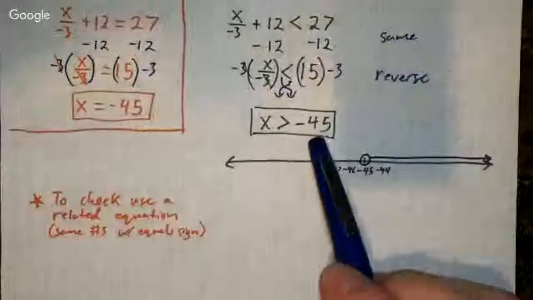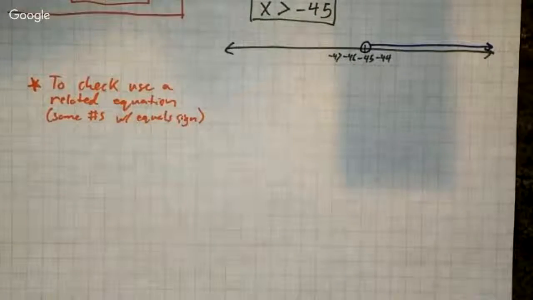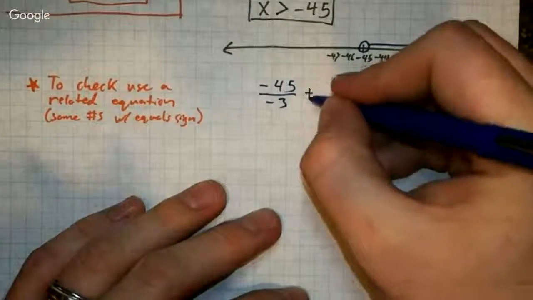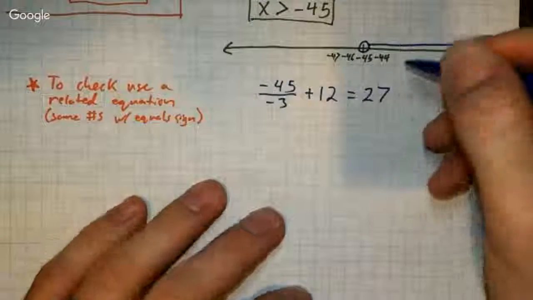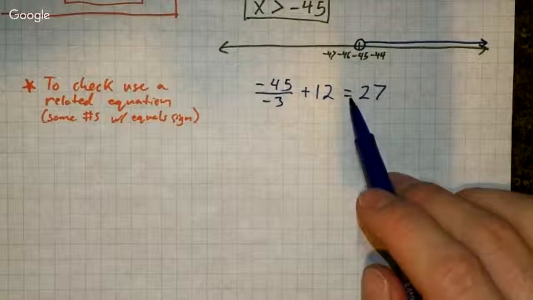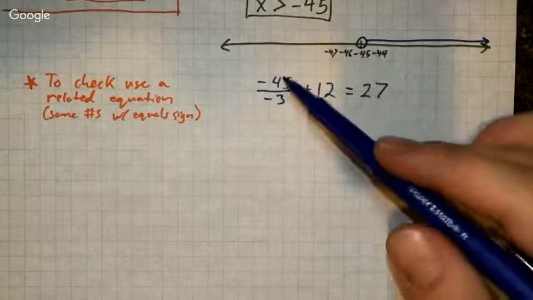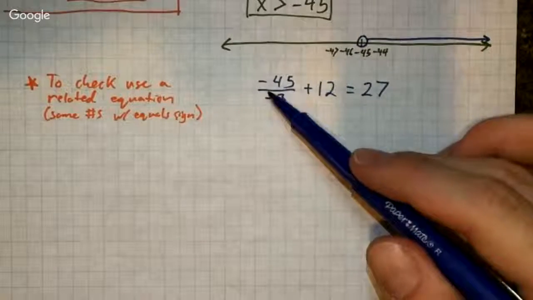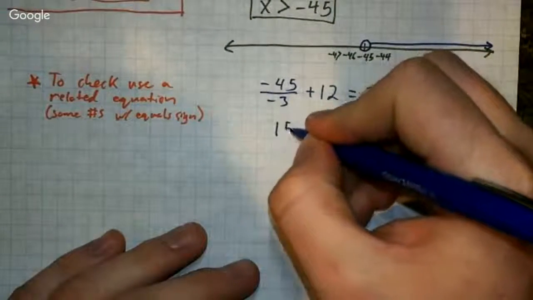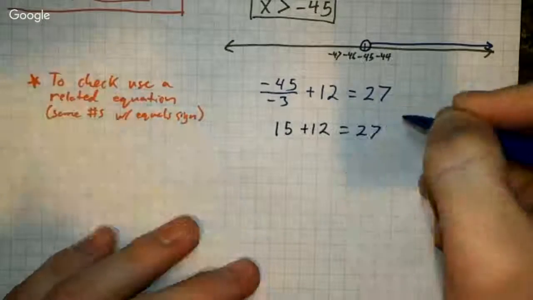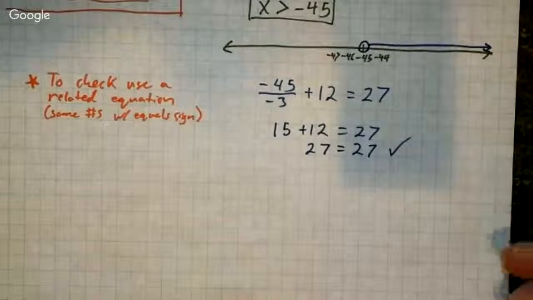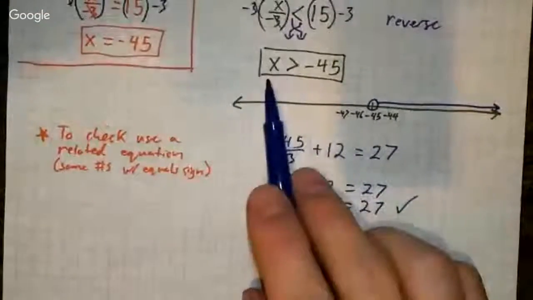Now, we found that it was negative 45, so we need to fill in negative 45. So we have negative 45 over negative 3 plus 12 equals 27. And we just make sure that this is correct because we swapped out the less than sign for an equal sign. So negative 45 divided by negative 3 is going to be a positive number because a negative divided by a negative is a positive. 45 divided by 3 is going to give us 15. So our new equation is 15 plus 12 equals 27. And does 15 plus 12 equal 27? Yes, it does. Okay, so we've checked our inequality. So we know that that inequality is correct.